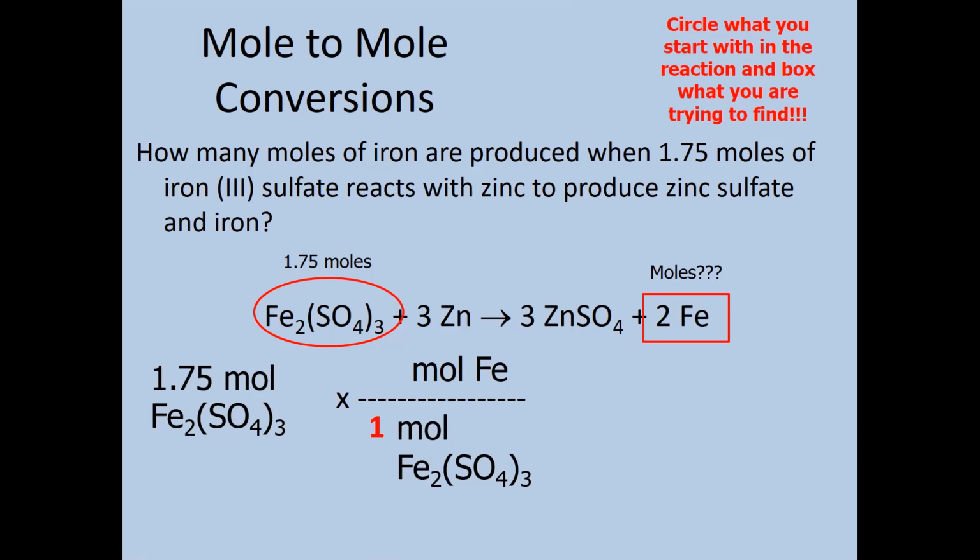How many moles of iron am I going to put up here on the top? I'm going to put 2. And I'm going to go ahead and multiply because my 2 is in the top. Now, when your calculator spits out the answer, it's going to give you 3.5 moles of Fe, but I want 3 sig figs. So I'm going to have to record my answer as 3.50 moles of Fe.